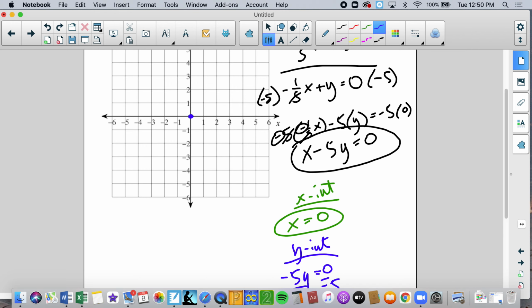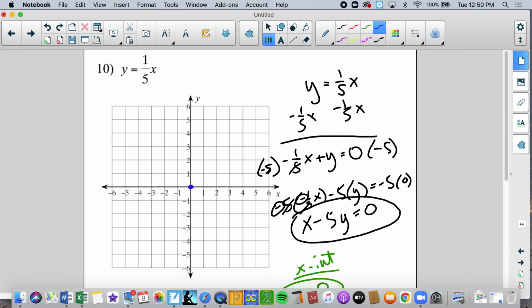Now that's a tricky one, because we have to find 2 points in order to graph a line. So this is the one time where we will use the slope of the line to find that second point. This is the only time we use slope to find a point. Otherwise, we're finding points by using the intercepts. So we go up 1, right 5. And there are my 2 coordinates, (5, 1) and (0, 0).